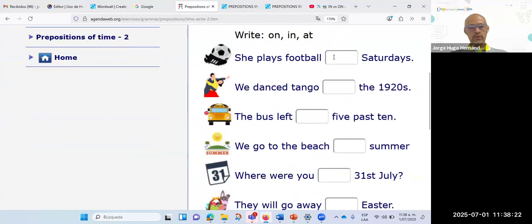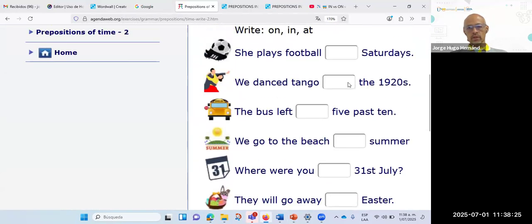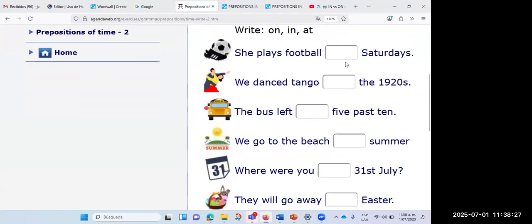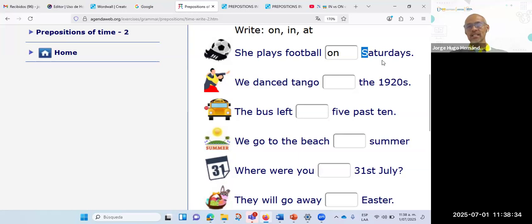Ingrid, let's start. She plays football on Saturdays. Okay, and remember, in English, the days of the week always start with a capital letter. Saturday, Tuesday, Monday, Wednesday, Thursday. It's always written with a capital letter.